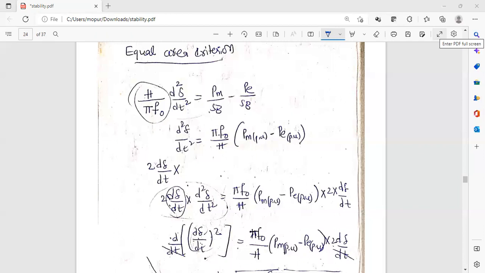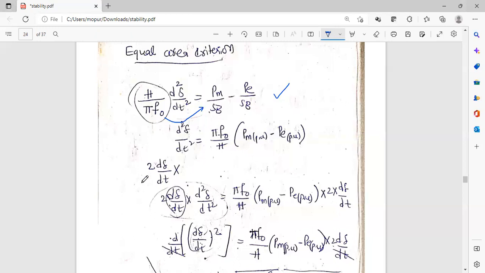Now let us consider a synchronous machine connected to an infinite bus bar. We know this is the swing equation. As I had already said, PM by SB and PE by SB can be written as per unit values, because per unit is actual by base. So I am writing PM by SB as PM per unit and PE by SB as PE per unit, and sending this to the other side so that I will get the term pi F naught by H.